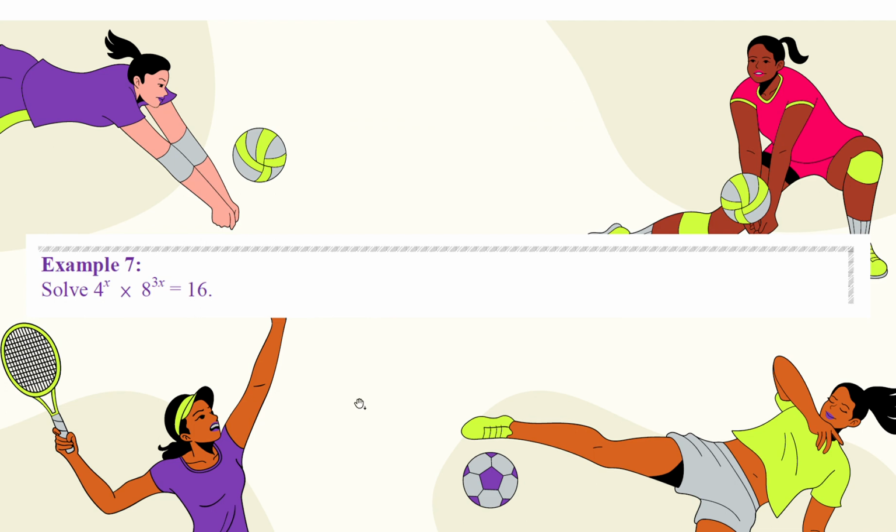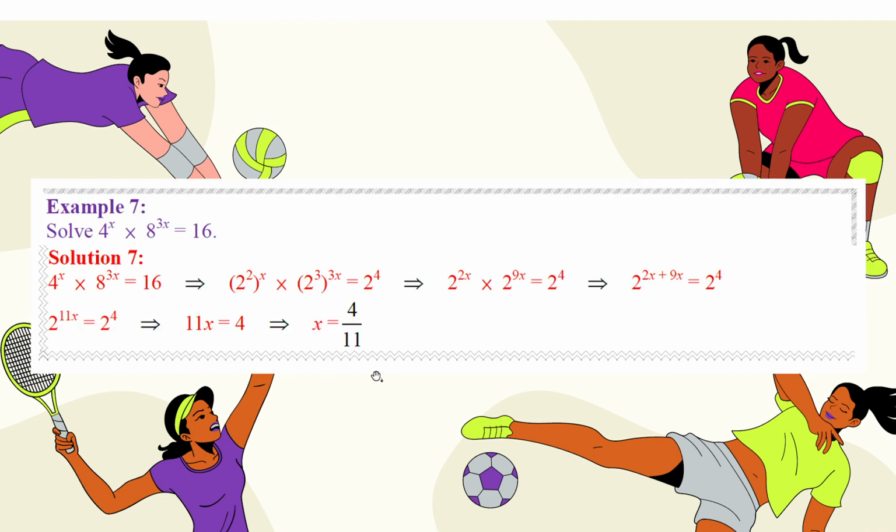Welcome back. Now you're checking them. Make them all to the power 2. Base 2: 2 squared, 2 cubed, 2 to the 4, right? And then 2 to the power 2x, to the power 9x, right? And then add them together: 2 to the power 11x equal 2 to the power 4. So 11x equal 4, x equal 4 over 11.